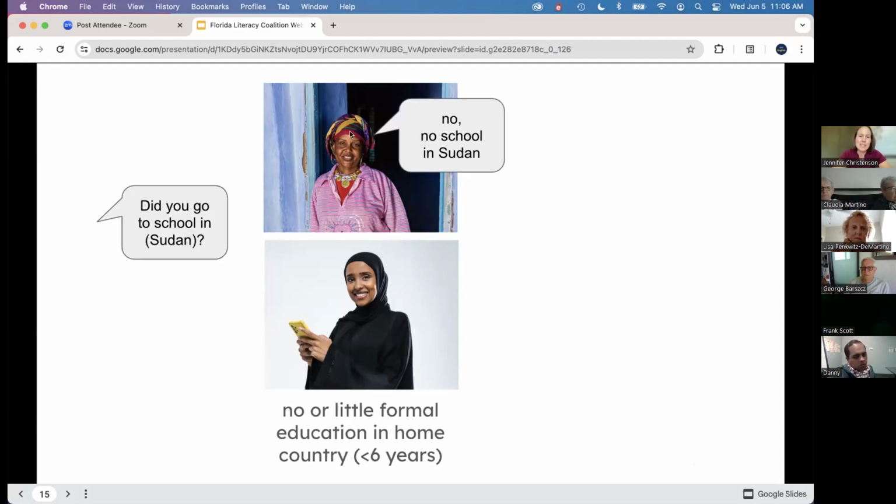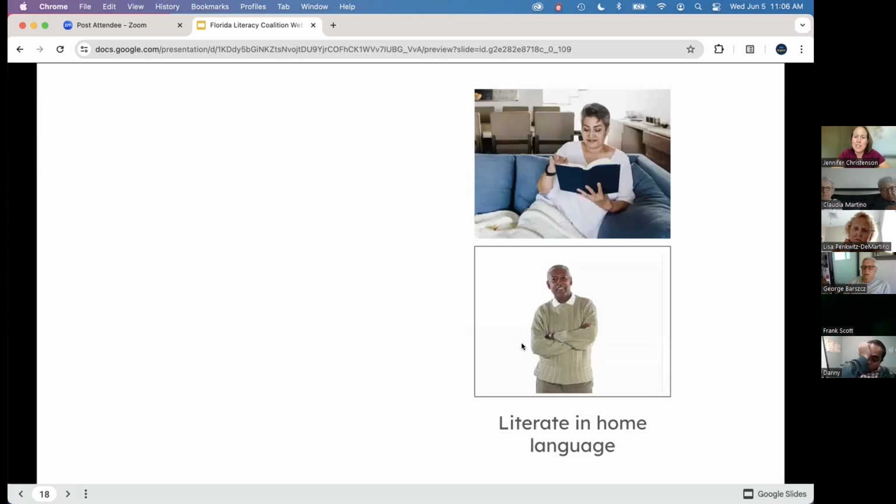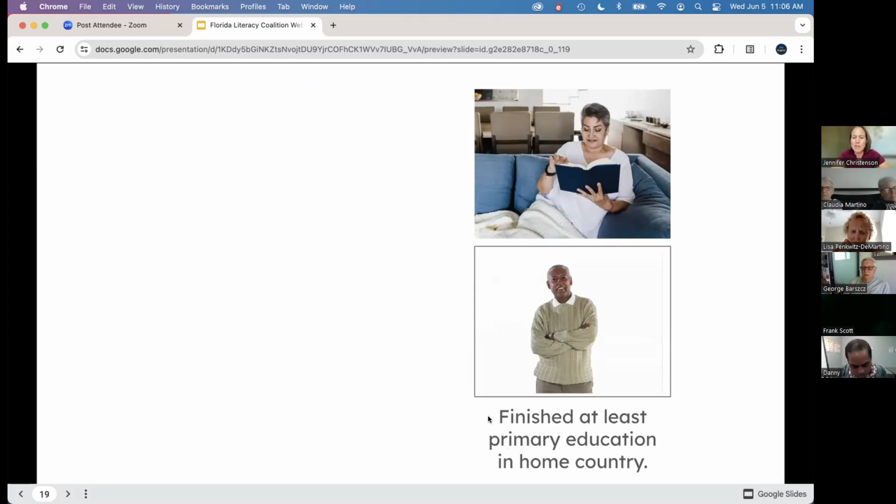So if I were to ask this woman, did you go to school in your home country? Did you go to school in Sudan? She would say, no school. Or this student, did you go to school in Somalia? She says, never. And in contrast, these two students are literate in their home language, which means that they've finished at least a primary education in their home country.